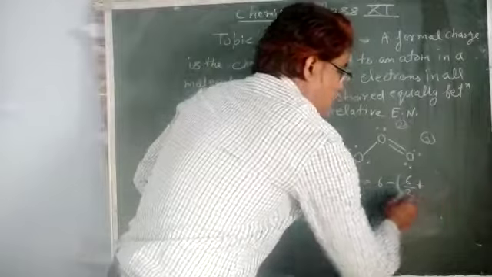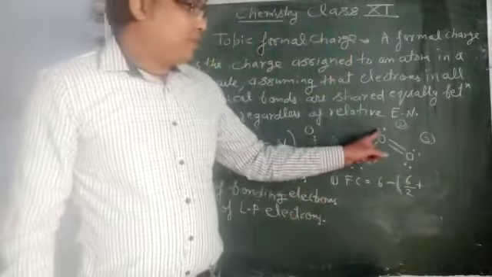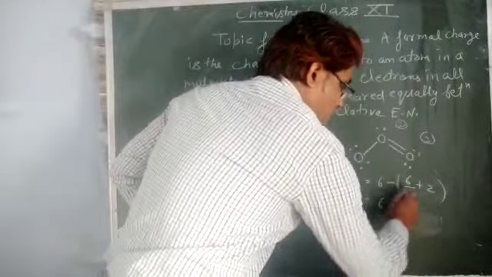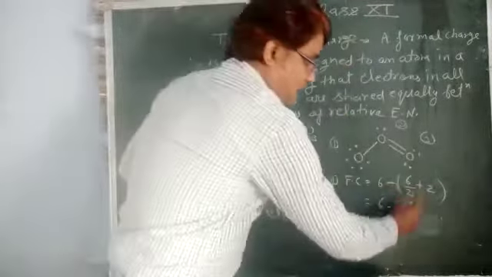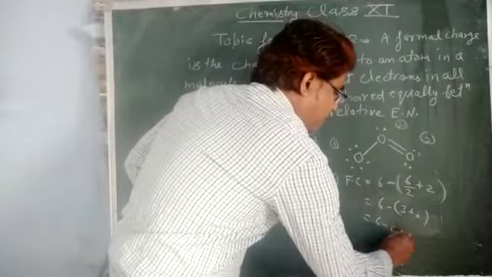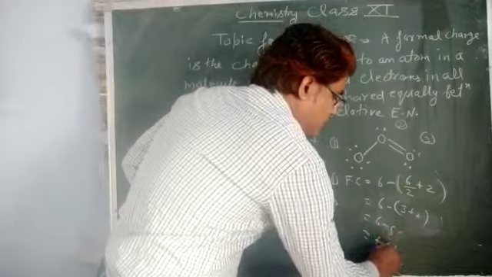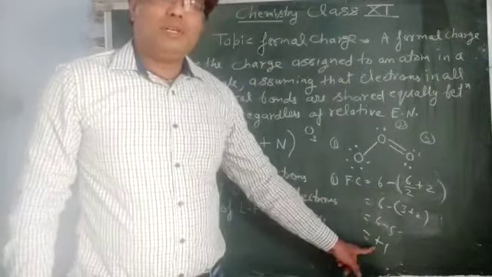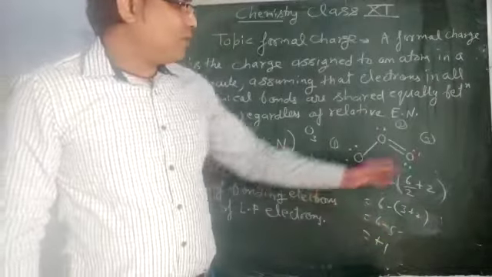Now next plus, you count the lone pair electrons. There are 2 lone pair electrons. So that is 2. When we solve this, 6 minus, that is 3 plus 2. So that is 6 minus 5. So it is plus 1. So the formal charge of the second atom is plus 1.